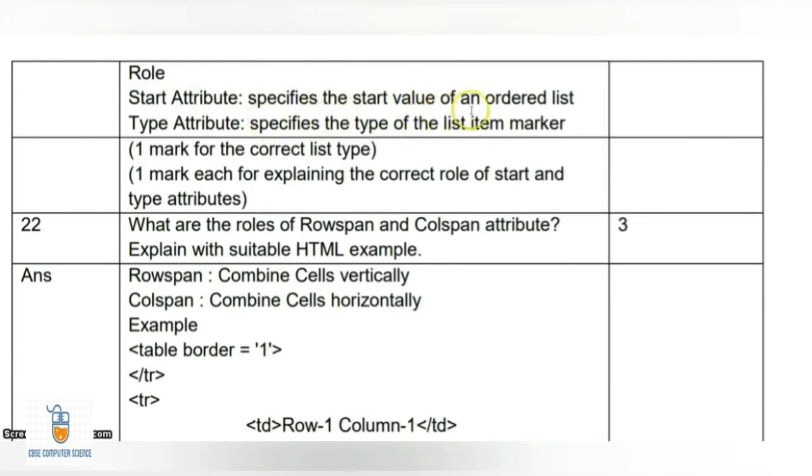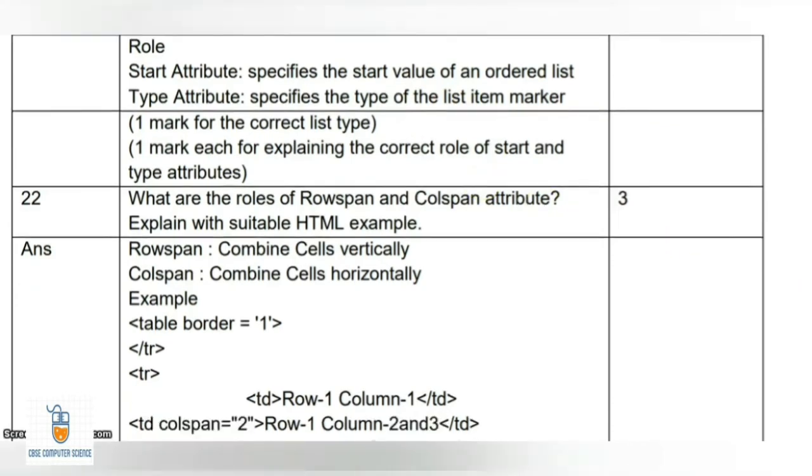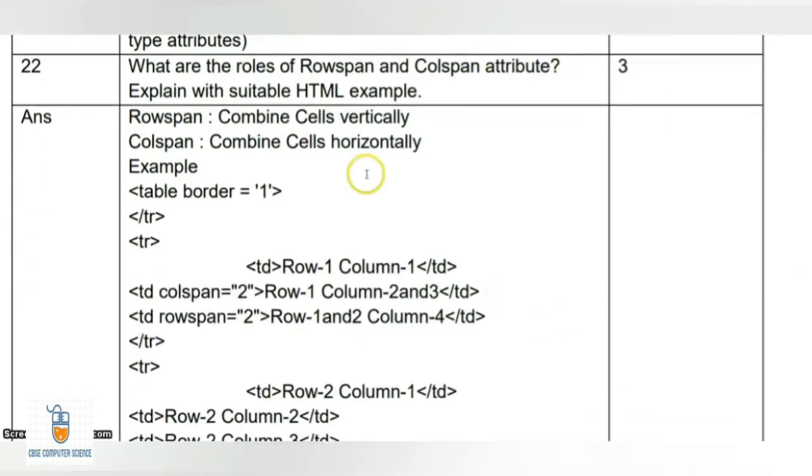The start attribute of the OL tag specifies the starting value of an ordered list, from where you want to start the numbering. Like if you want to start the numbering from 3, then start equal to 3 would be the value. And the use of the type attribute is to specify the type of the list item marker. It may be capital A, small a, Roman number capital I, Roman number small i, and decimal number 1.